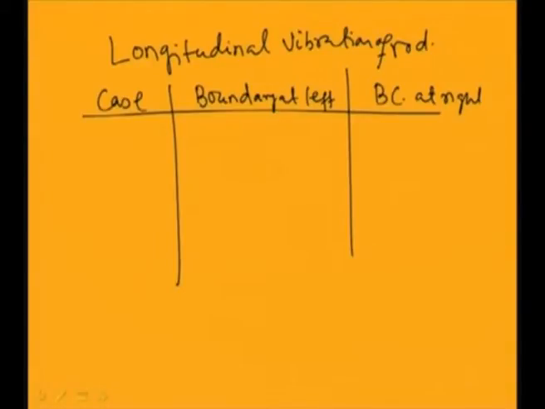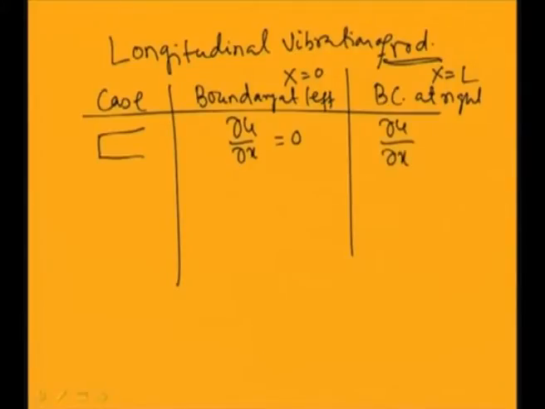Let the rod be free. If the rod is free, that means it is not supported at the ends, then the boundary conditions will be, at the left end that is x equal to 0, and at the right end that is x equal to L: if it is free at the end, then the slope at the ends will be equal to 0, that means ∂u/∂x will be equal to 0. Similarly, at the right also you will have ∂u/∂x equal to 0.